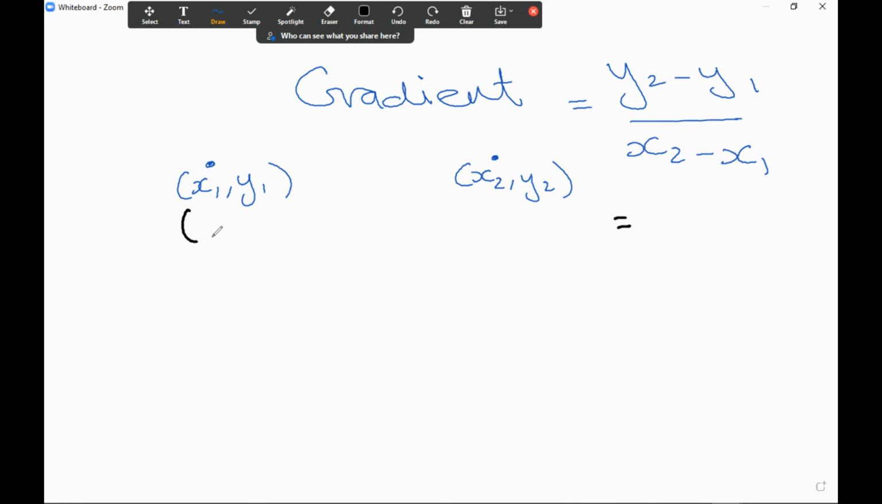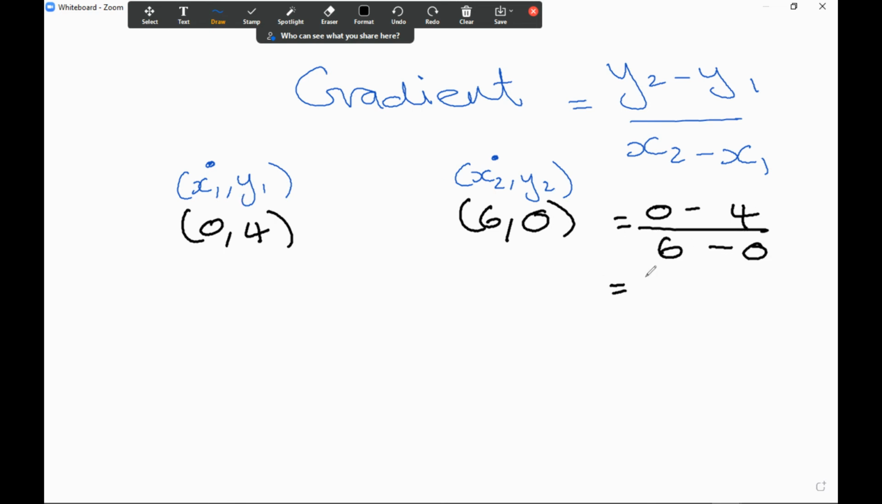Now, what does this mean? Let's suppose I have certain values, like, let's say I got (0, 4) and (6, 0), a y-intercept and an x-intercept. y2 minus y1 is 0 minus 4. x2 minus x1 is 6 minus 0. So we're left with minus 4 at the top. 6 minus 0 is 6, and when we divide by 2, it becomes -2 divided by 3. Did you see that?